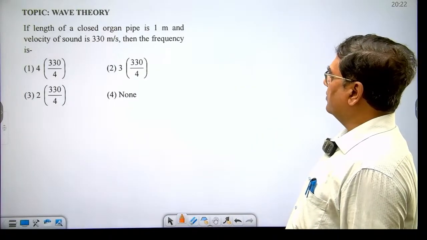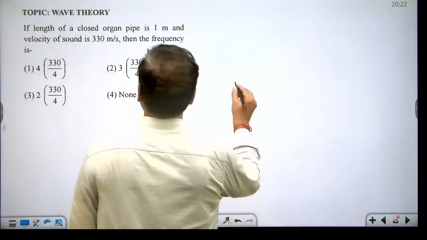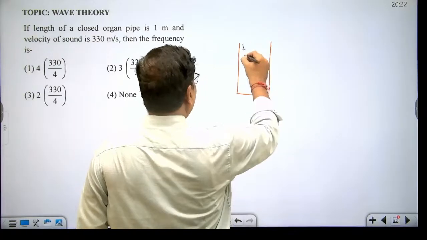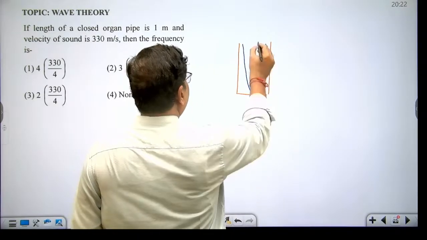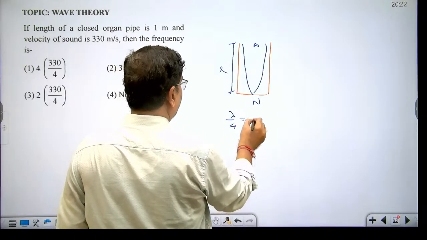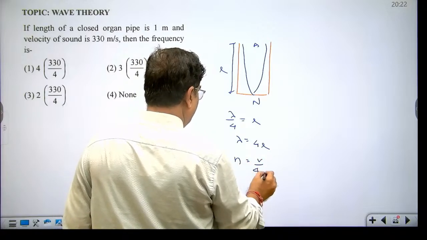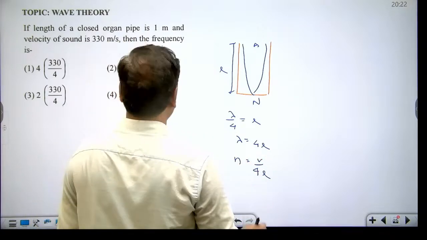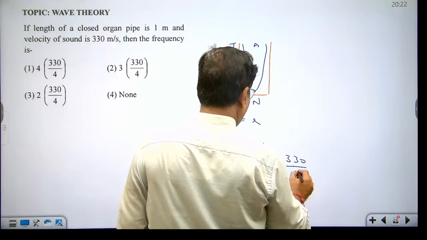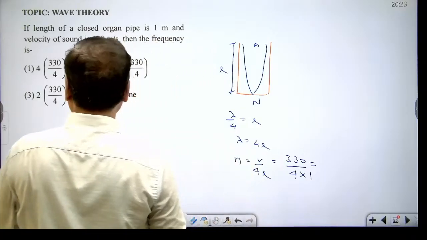If the length of a closed organ pipe is 1 meter and the velocity of sound is 330 meters per second, then the frequency is, in case of a closed organ pipe, this is node, this is antinode, this is length. So lambda by 4 equal to L. So lambda equal to what? 4L. n equal to V upon 4L. So V is what? 330. This is 4 and 1. So this is how much? 330 upon 4.